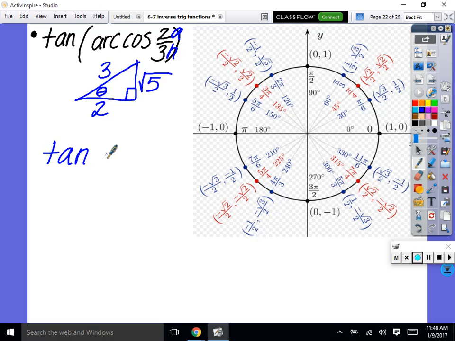So our tangent of that will be square root of 5 over 2. Did everybody see how I did that? So if it's a fraction that isn't on the unit circle, you're just going to draw a triangle.